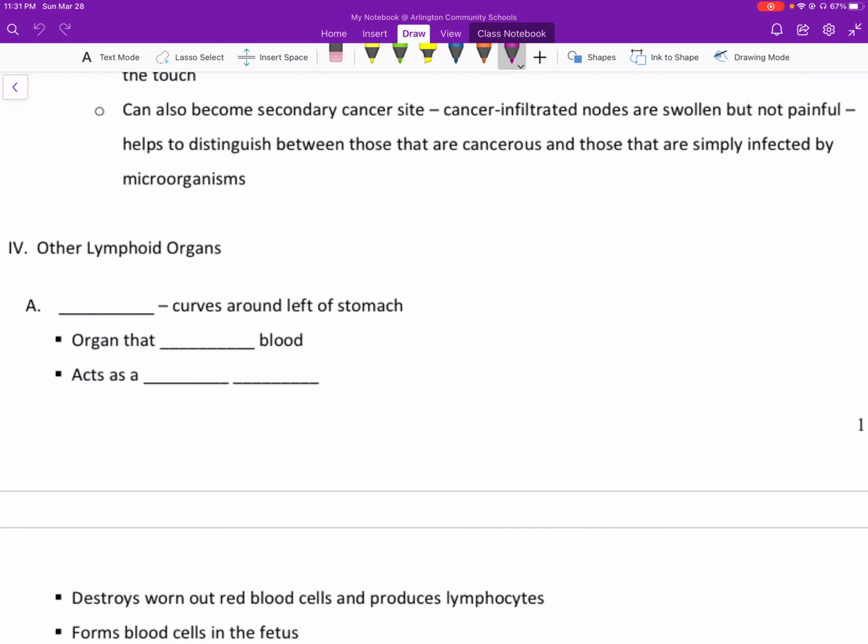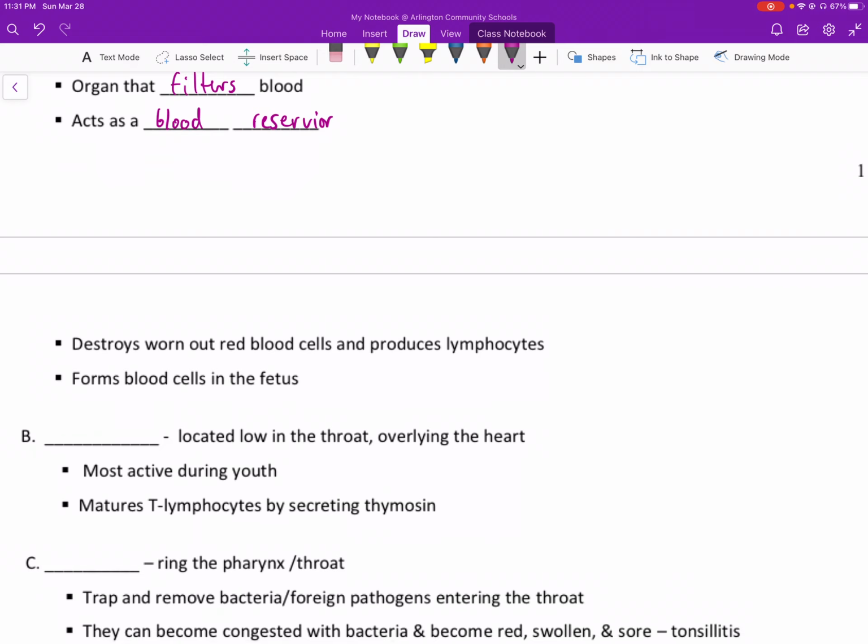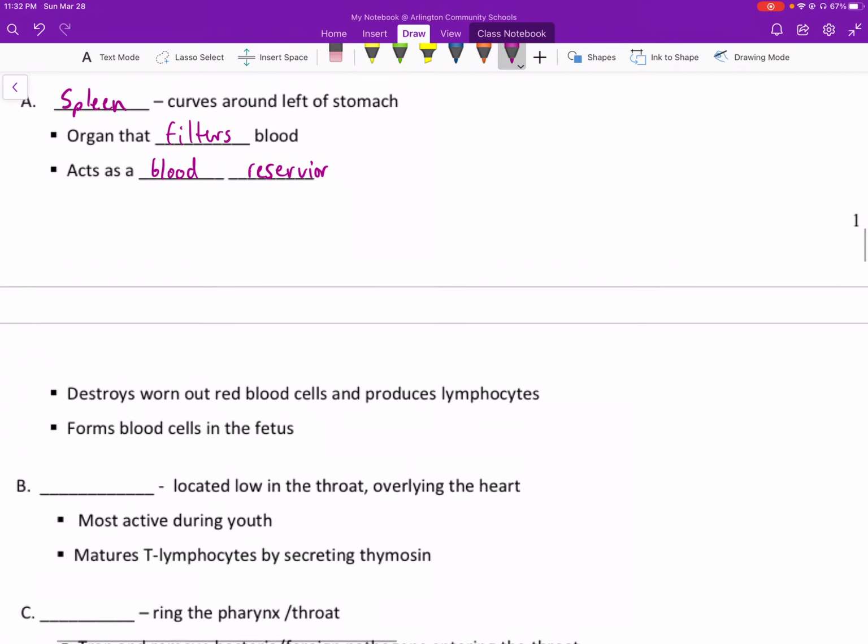So now we're going to talk about some lymphoid organs. We first have the spleen, which curves around the stomach, an organ that filters blood, acts as a blood reservoir, destroys worn out red blood cells, produces lymphocytes, and forms blood cells in the fetus. Oh, I forgot to write, it filters blood, acts as a blood reservoir, destroys worn out blood cells and produces lymphocytes, and forms blood cells in the fetus.